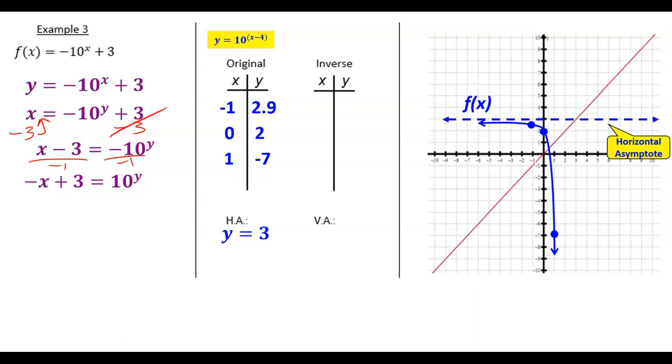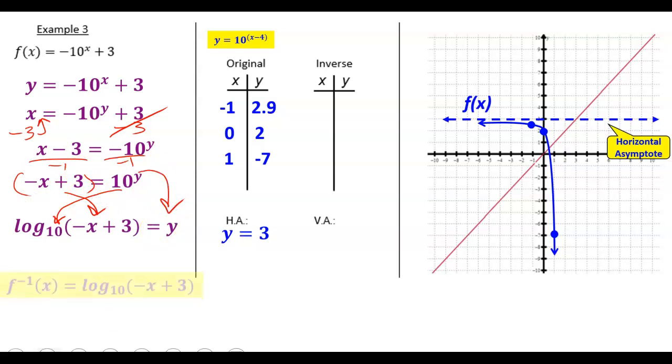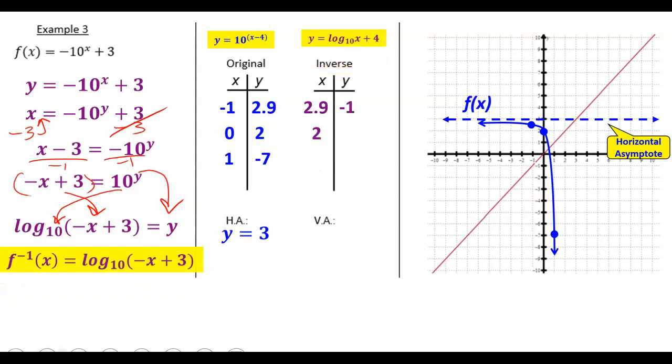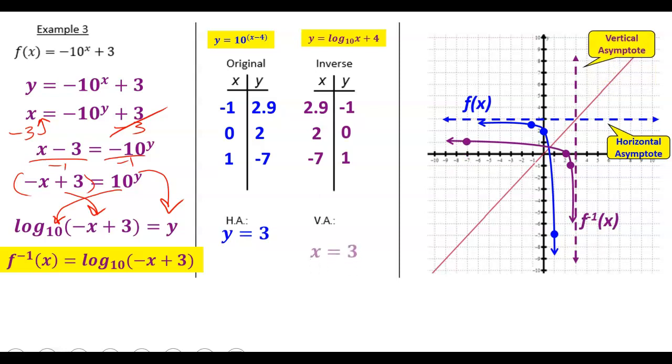Now, once you have 10 to the y, turn it into a logarithm. Okay. So remember, you write the log, the base goes down there. The left side of the equation goes next, equals the exponent. You can write it as an inverse function. You can flip your table, plot your points, and write your vertical asymptote. Okay? I'll let you get all that down.